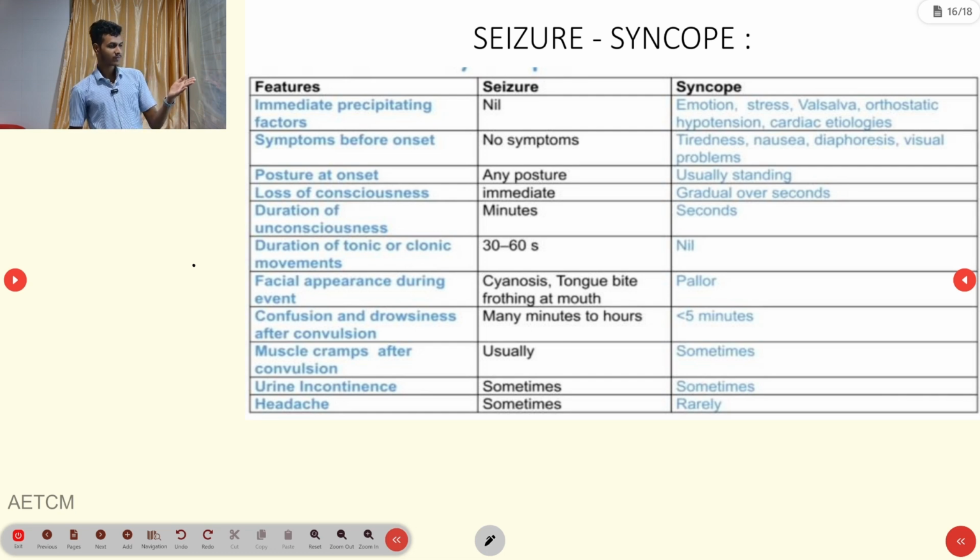Confusion and drowsiness after convulsion in seizure last many minutes to hours, but in syncope confusion lasts less than 5 minutes. Muscle cramps after convulsion usually occur in seizure, but sometimes occur in syncope. Urinary incontinence can sometimes occur in both seizure and syncope. Headache sometimes occurs in seizure, but in syncope it rarely occurs.